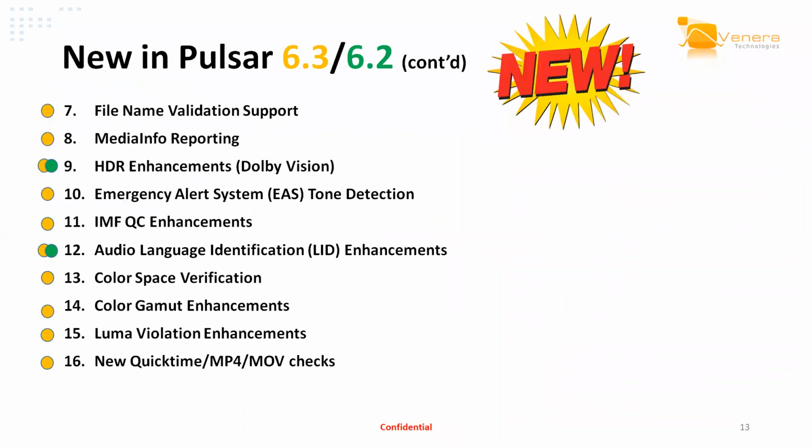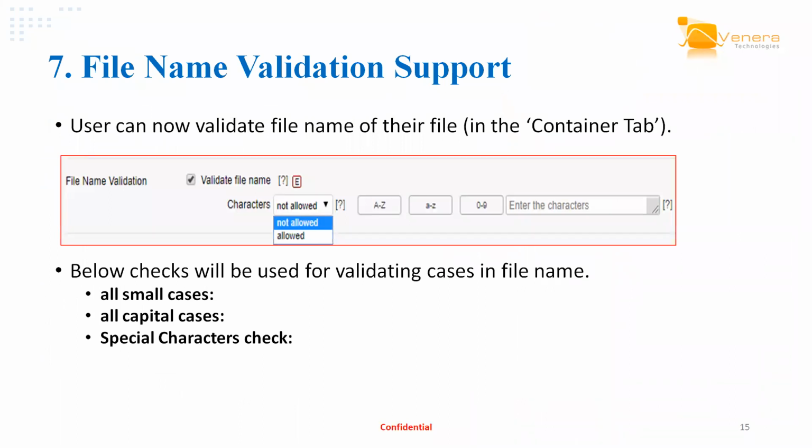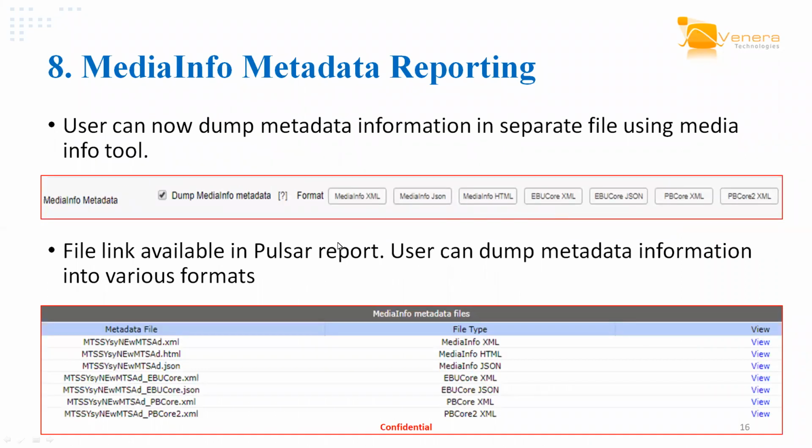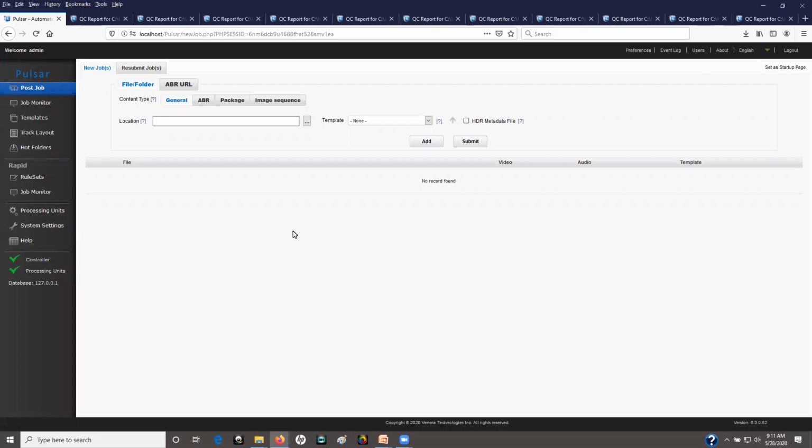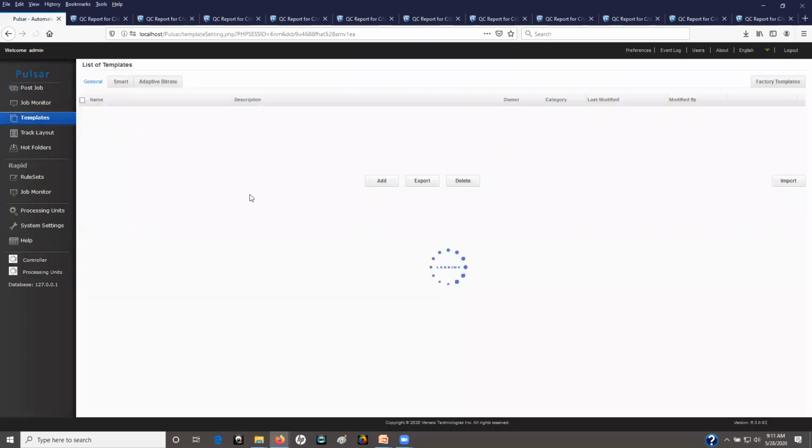And here's the list of the other features, which I'll actually demo for you and show you in Pulsar. The first one is file name validation support. We can now validate the name of the file based on the setting in the template, whether you want certain characters to be allowed or not allowed: uppercase letters, lowercase letters, numbers, and/or special characters. We can also now dump the MediaInfo metadata as part of the report. You can choose which MediaInfo metadata you want, and that information and format will be part of the report. So let me go back to our Pulsar interface. You're all Pulsar users, so you're familiar with this, but let me show you the template and quickly run just one job.